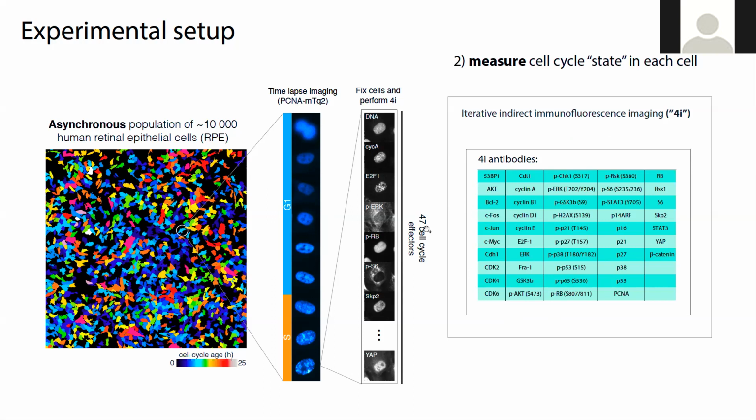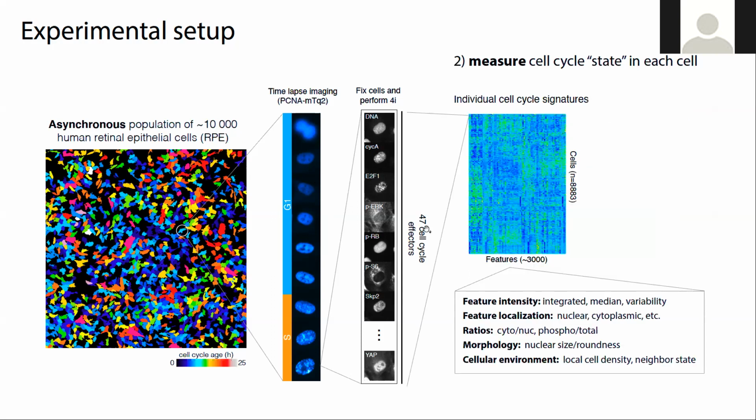Now, one key advantage of imaging-based proteomics is that we can derive additional features, in this case around 3,000 unique features for each cell from the images we obtain. Now, these derivative features include things like the subcellular distribution of proteins, the size and shape properties of the cells themselves, as well as features of the cell microenvironment, things like local cell density.